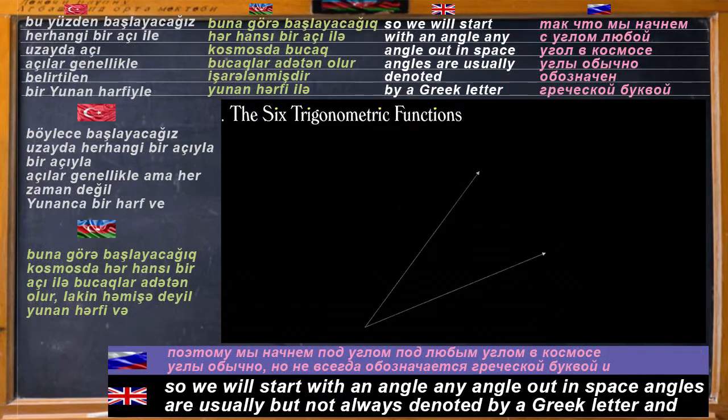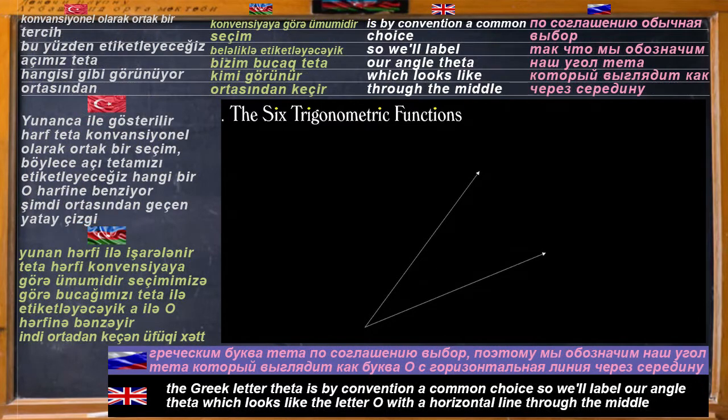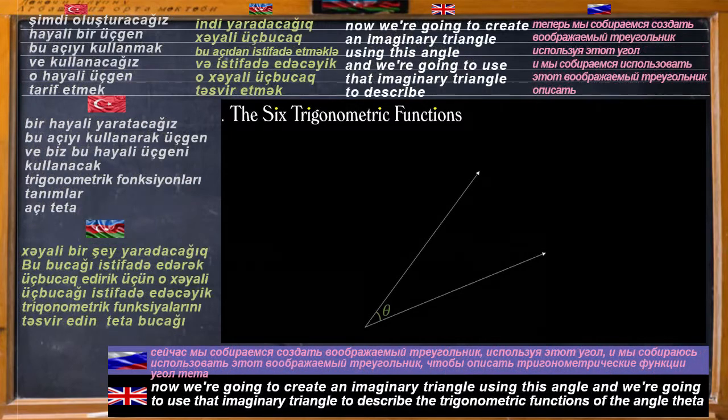So we will start with an angle, any angle out in space. Angles are usually, but not always, denoted by a Greek letter, and the Greek letter theta is by convention a common choice. So we'll label our angle theta, which looks like the letter O with a horizontal line through the middle. Now we're going to create an imaginary triangle using this angle, and we're going to use that imaginary triangle to describe the trigonometric functions of the angle theta.